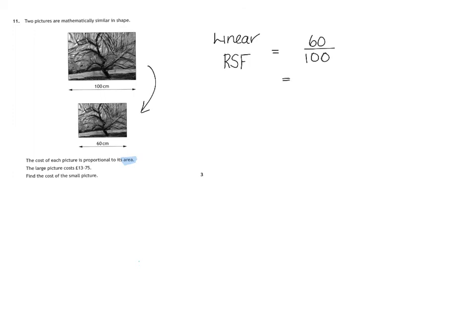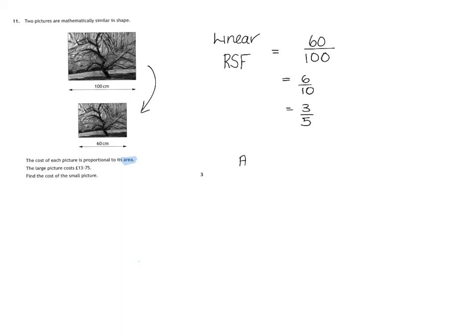So we get 6 over 10, which is 3 over 5. When we are doing area scale factor, the way that I remember it is you find the area of a square and the volume of a cube. So when you're finding the area scale factor you have to square it. If you're finding the volume scale factor you have to cube it.